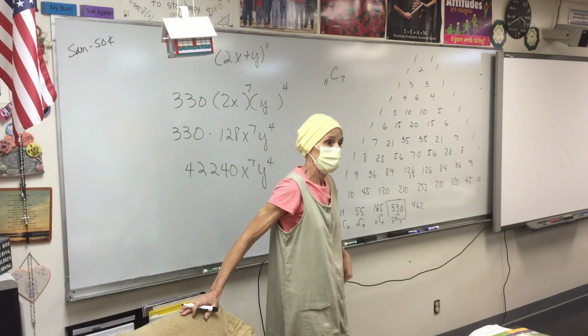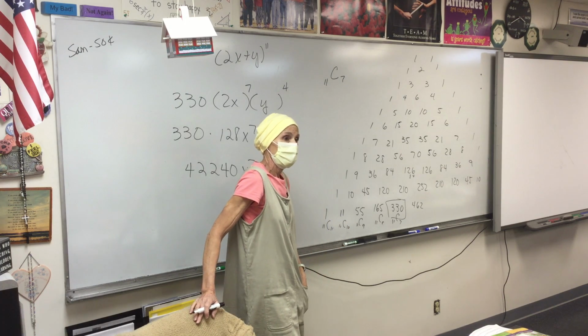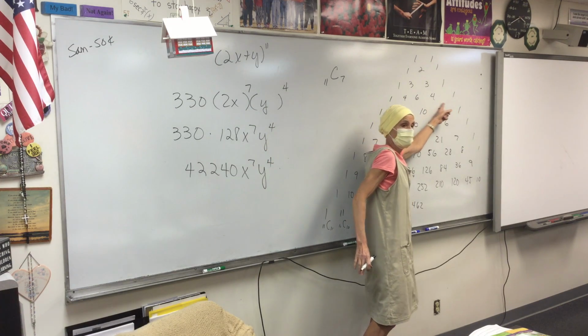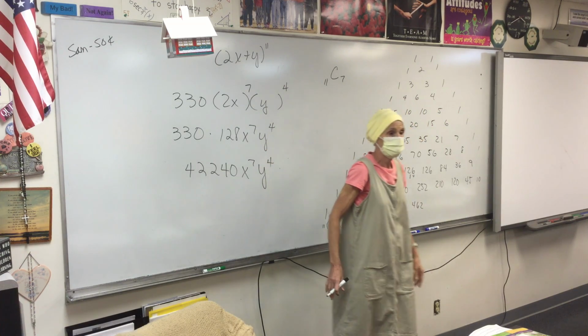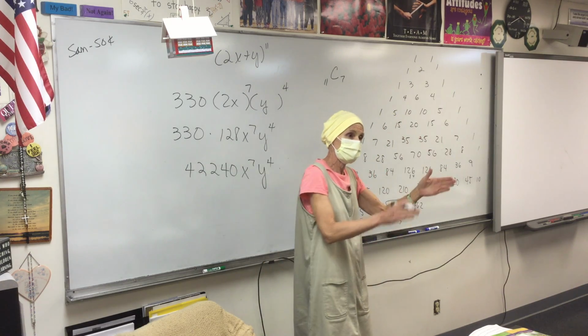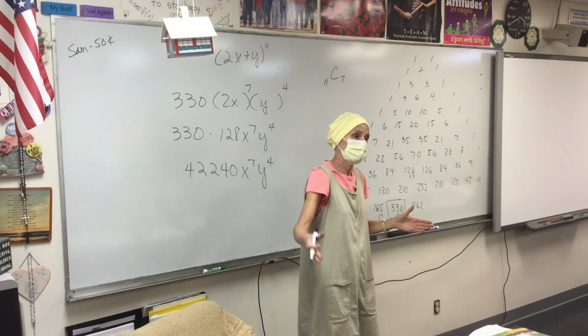So in the 11th row, there's 11 numbers, and in the 10th, there's 10. No, look, how many numbers are in the fourth row? About 5. Yeah. So I just add 1. There's one more, because you go from 11C11 all the way down to 11C0.